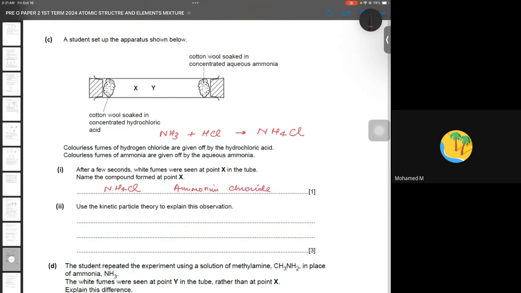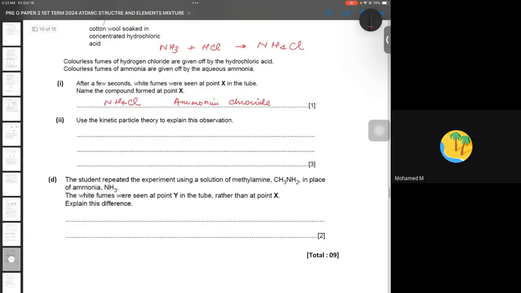Use the kinetic particle theory to explain the observation. Obviously, they are going to meet at point X, because the mass of ammonia is lower, so it diffuses faster. The kinetic energy of the ammonia particles is higher; they are lighter particles. So you have to explain it in part 2. Are you getting my point? Now see this part D.